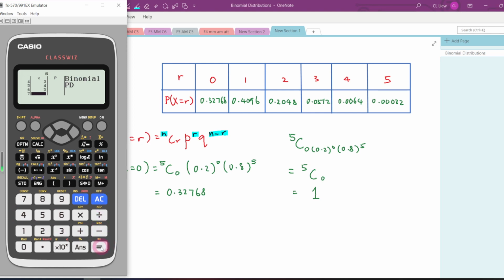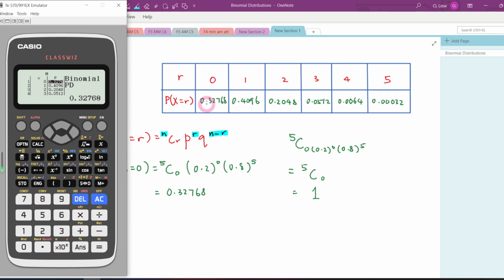And press equal again. Your calculator will ask you what's the number of trials. Here it will be 5. What's the probability of success? 0.2. After keying the value, remember to press the equal sign. Okay, the probability of success is 0.2. Then you press equal again. Then you will get all the values here.